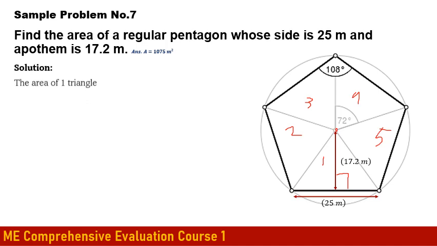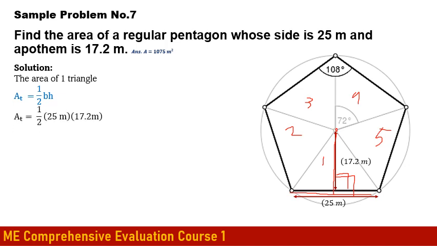So for the area of one triangle, we have the base and the height already, and they are perpendicular. If they are perpendicular, then we can use the regular formula, 1/2 base times height. That's the area of a triangle, right, from elementary. So the area of a triangle here would be equal to the product of 25 meters and 17.2 divided by 2, so that is 215 square meters.